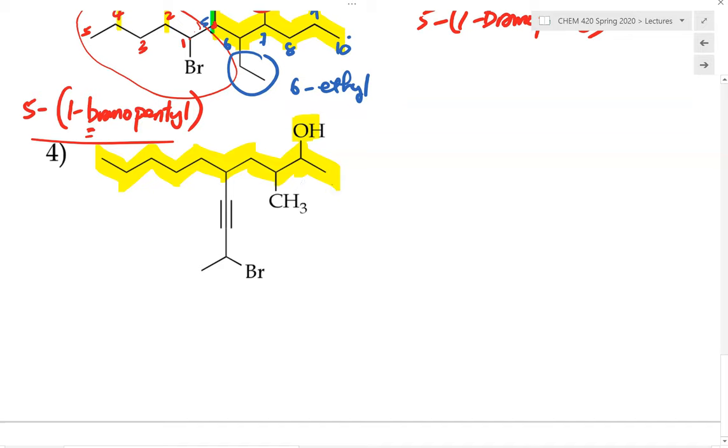And now let's number the parent chain. So here in this case, we have to start either from this end or from this end. So we have to start from whichever end gives our functional group the lowest number possible. So therefore, that means this has to be the carbon number 1. And this is number 2, 3, 4, 5, 6, 7, 8, 9, and 10. So here we have a methyl group far off of the carbon number 3. So let's name this, and this is called a 3-methyl group.